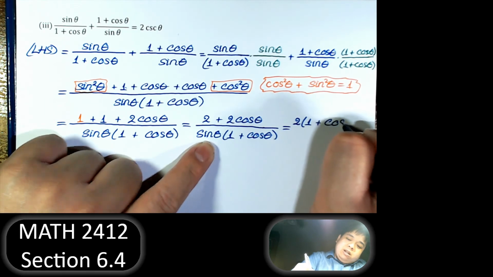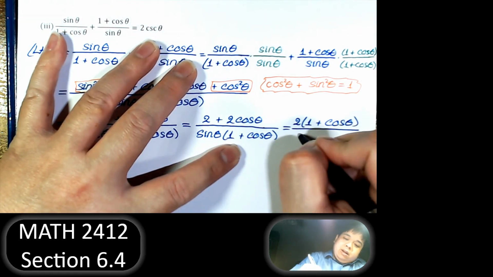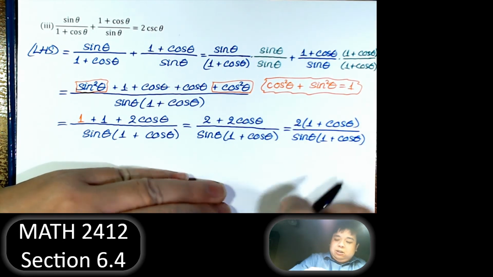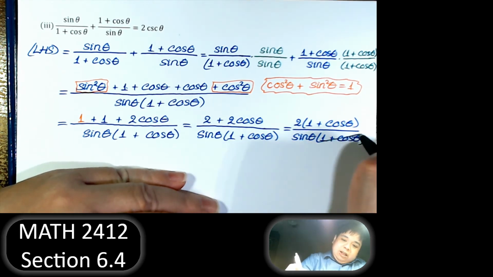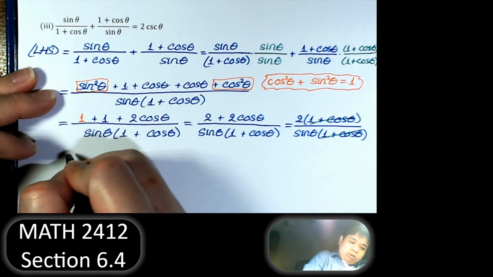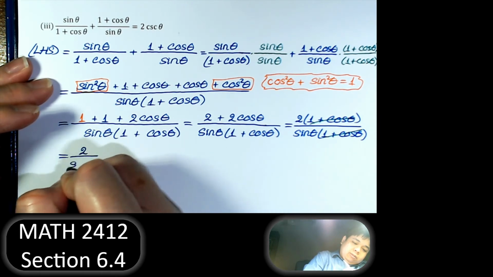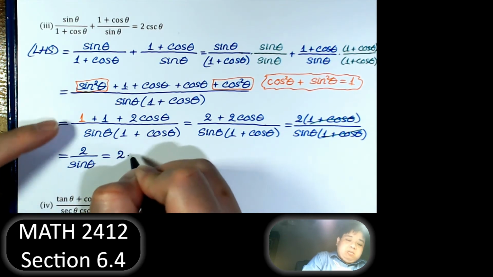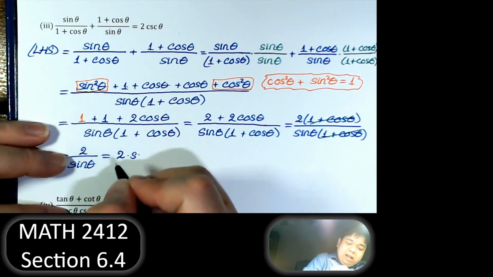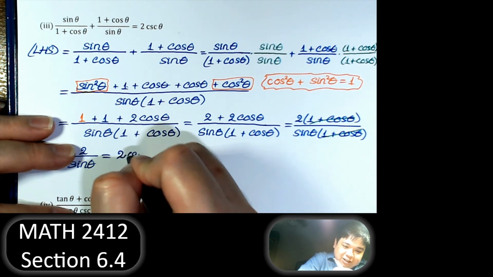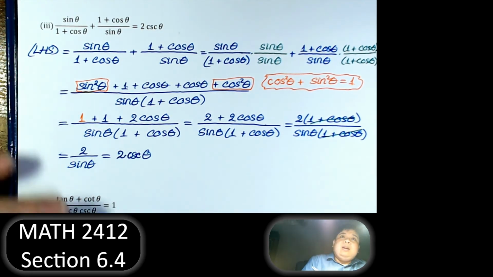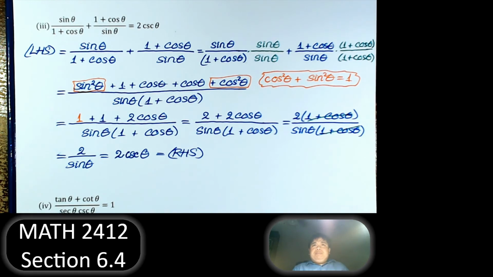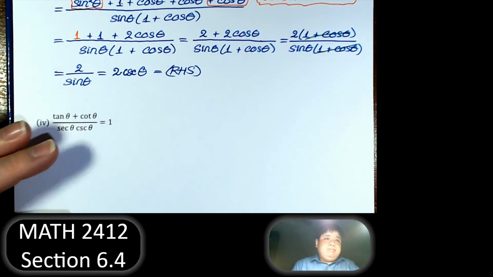So I have 1 plus cosine theta, and then sine times 1 plus cosine theta. Cancel that out. We have 2 over sine, which is cosecant. If we have sine at the bottom, that's cosecant, sorry. And that is equal to the right hand side. So that's the proof of that problem.